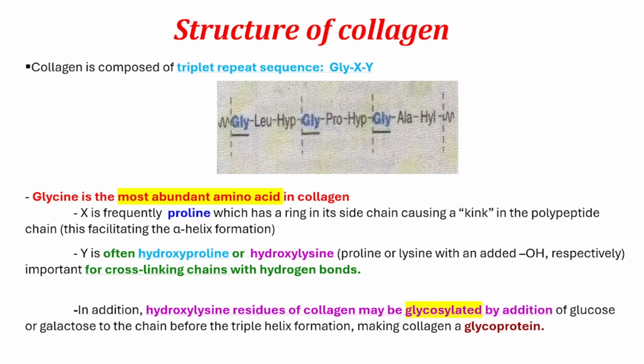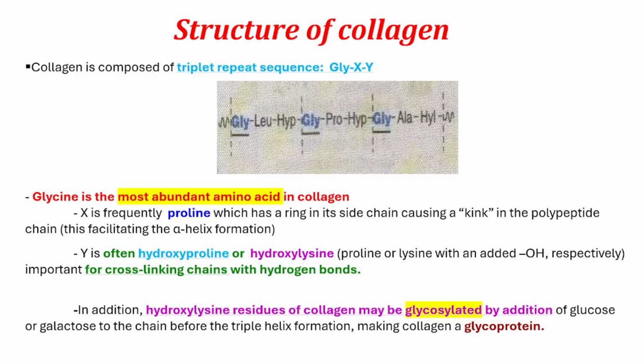For example, here I have leucine. Here I have alanine, but mostly it's proline. Okay. Then the third, the Y, it is hydroxyproline or hydroxylysine. What does it mean, hydroxyproline or hydroxylysine? What is lysine? What is proline? Amino acids. When I say hydroxy, they have OH. Okay, they have an extra OH in their structure. Okay, so that's why we call them hydroxyproline or hydroxylysine.